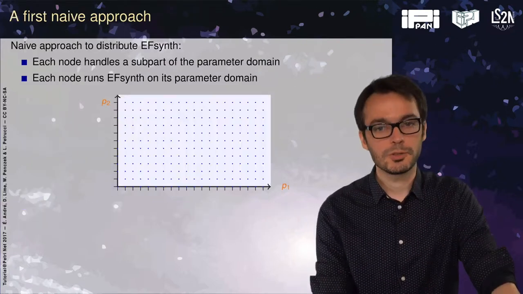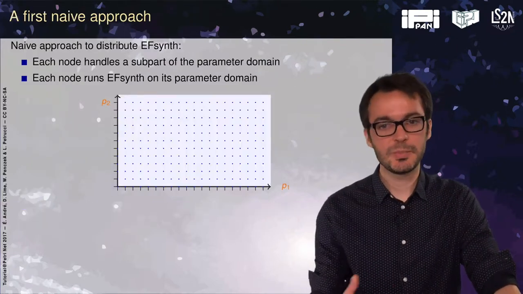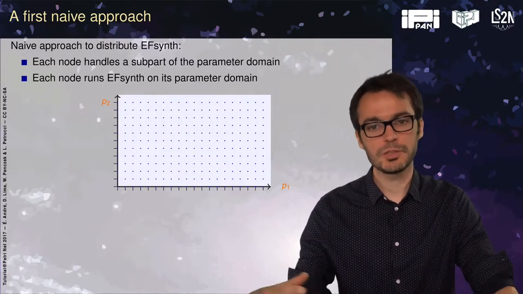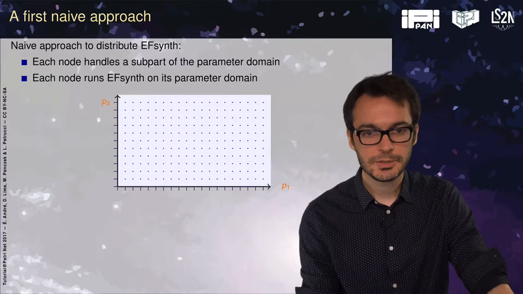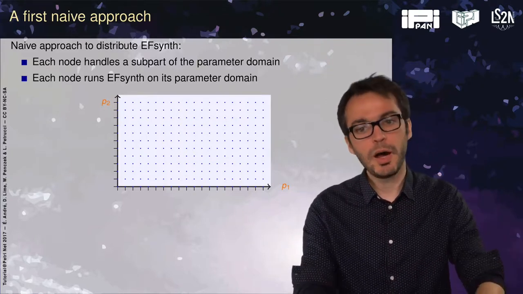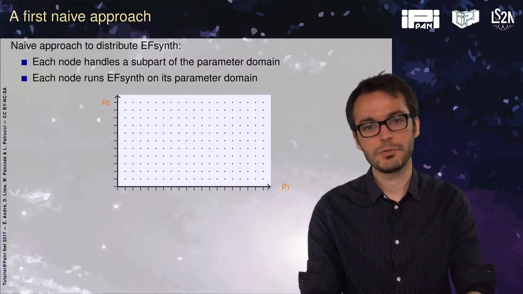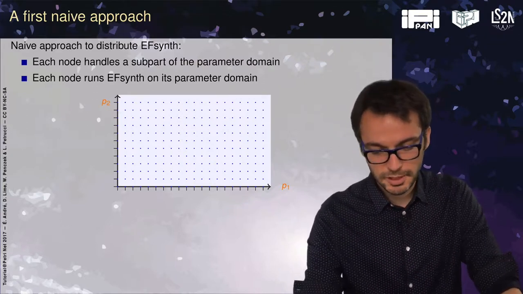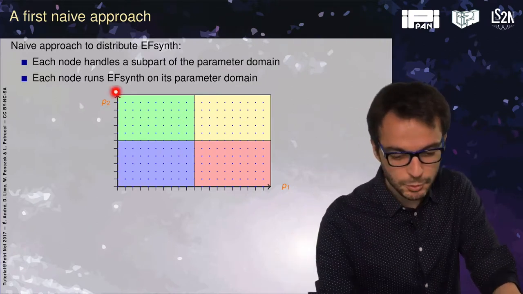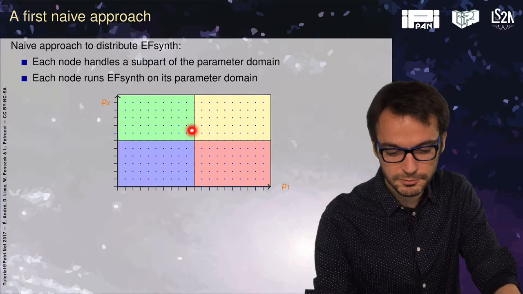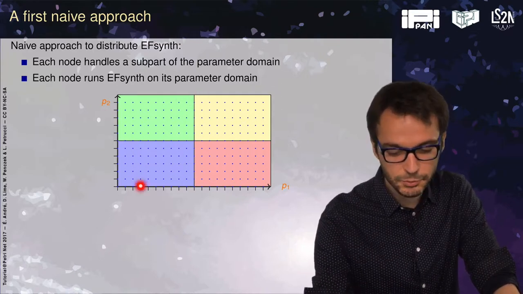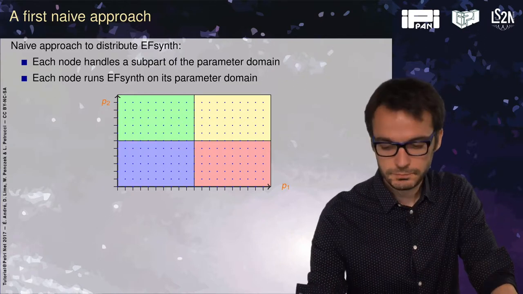A first naive approach to distribute the EF-synthesis, so the reachability synthesis, remember, to synthesize valuations for which a given location is reachable or not, would be to handle a different subpart of the parameter domain for each of the nodes. For example, if we have 4 computers, one computer will handle this green part of the parameters. So we'll try to find good valuations there. The yellow computer will try to find good valuations there, and the same for the blue and the red one.